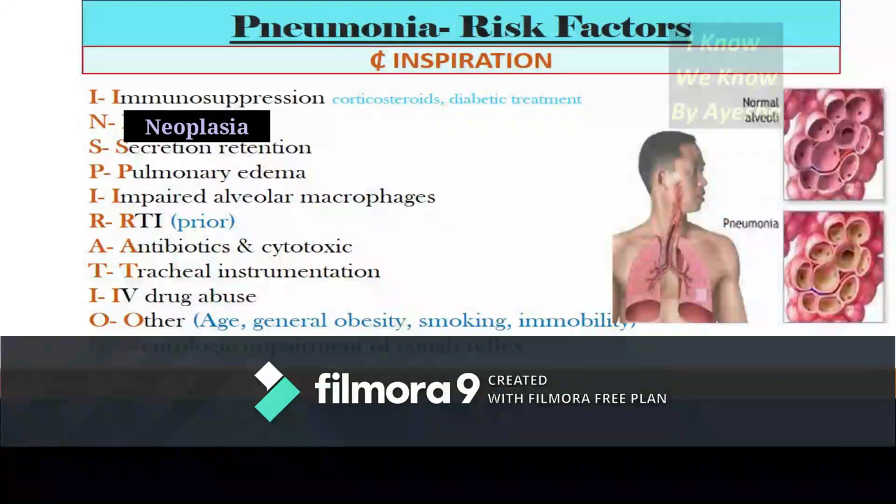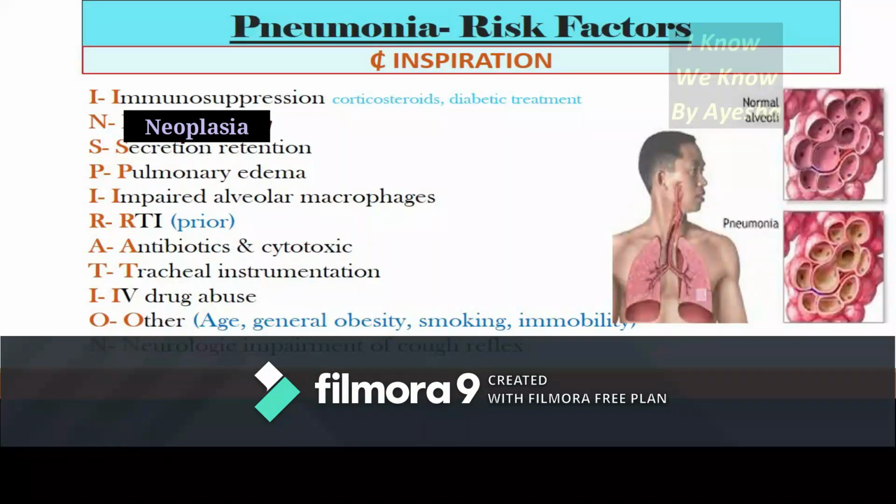Coming to the risk factors of pneumonia, I have given a very simple word, INSPIRATION, in order to remember them for a long period of time. Just remember INSPIRATION and elaborate it. You can remember it maybe for your whole life, right?